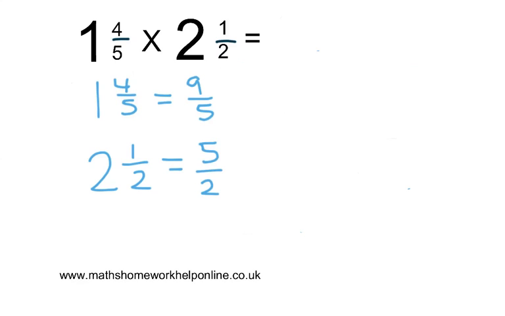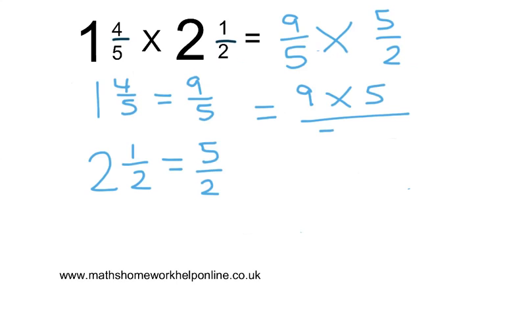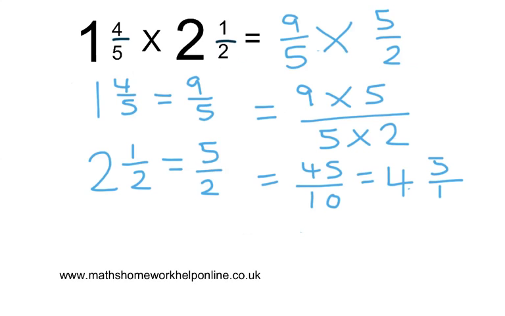Now we can rewrite that as 9/5 multiplied by 5 halves. Then we just multiply like we did with the previous example: multiply across the top, so 9 times 5, over 5 times 2, so multiply across the bottom. That is equal to 45 over 10. Now we look at that and we can see that the top is bigger than the bottom, so we can change that back into a mixed number. We have to think how many 10s go into 45, and the answer is 4, and the remainder is 5. So that's the same as 4 5/10.